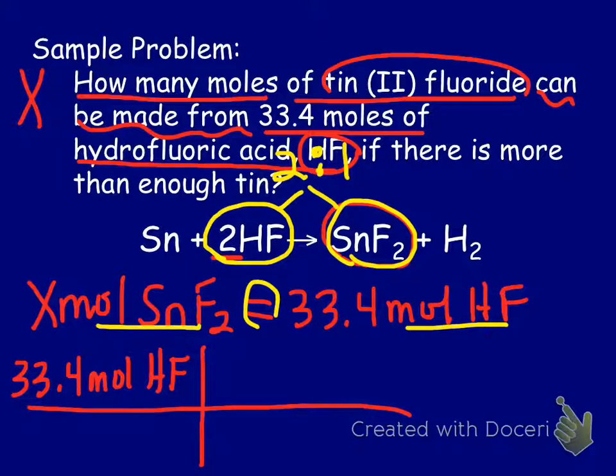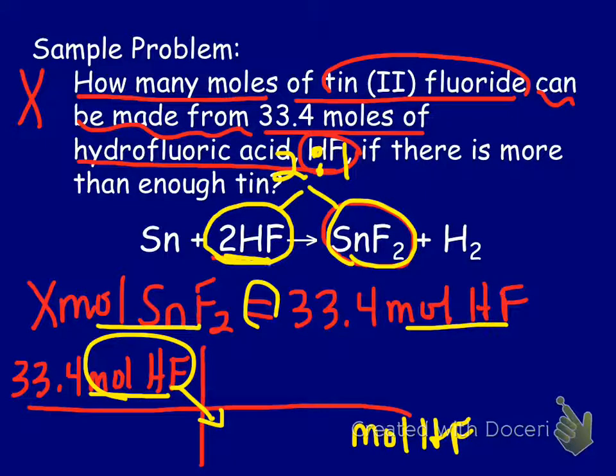Step 5 says set that conversion factor into the grid so that the units cancel. So I've got moles of HF here. I'm always going to write those down here so that they cancel. So moles HF. I'm going to look at my conversion factor, and I've got 2 moles of HF to every 1 mole of SnF2. So we've just gone through the 5 steps.